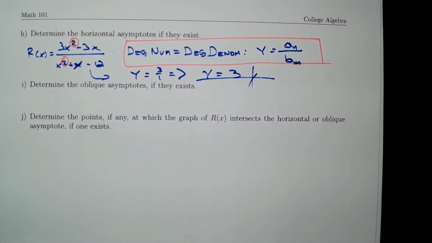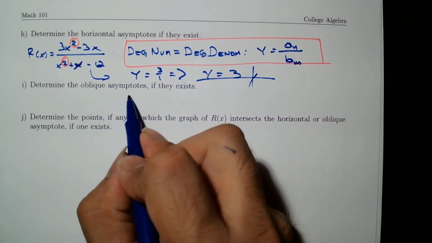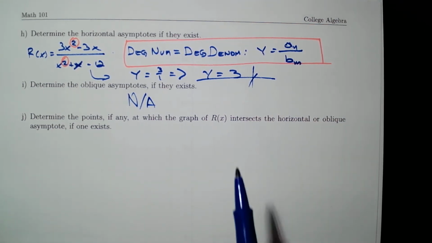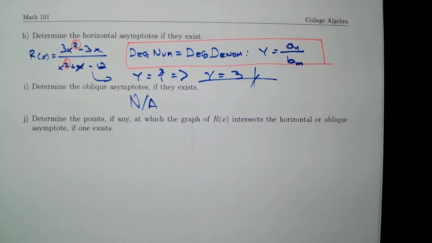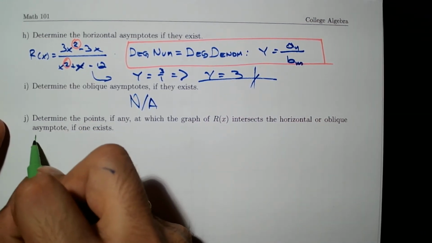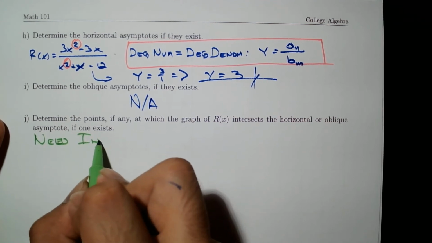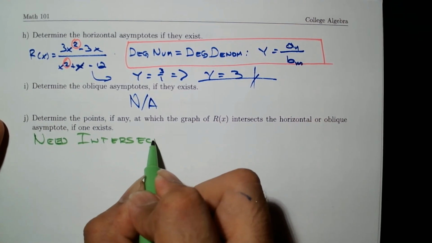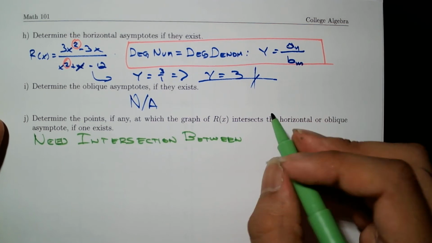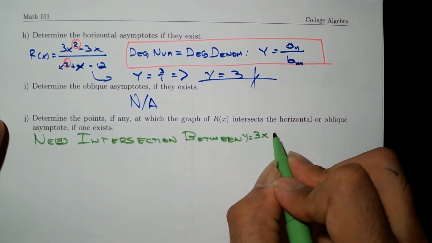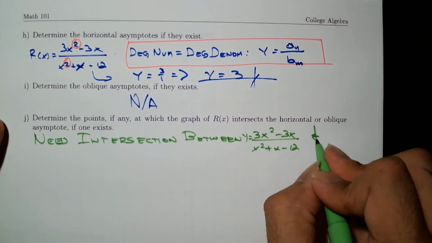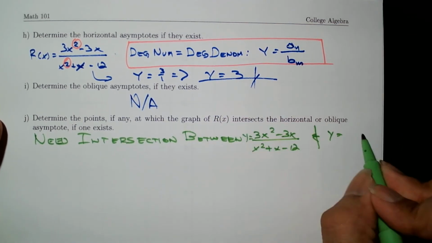Oblique asymptotes, well, there won't be oblique asymptotes because we already have a horizontal asymptote, so not applicable in this case. Determine the points, if any, at which the graph of r of x intersects the horizontal or oblique asymptotes. In this case, the horizontal asymptote. So we need the intersection between the original function y equals 3x squared minus 3x divided by x squared plus x minus 12 and y equals 3, which is the asymptote.